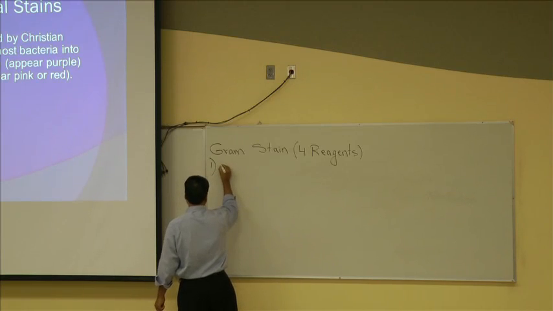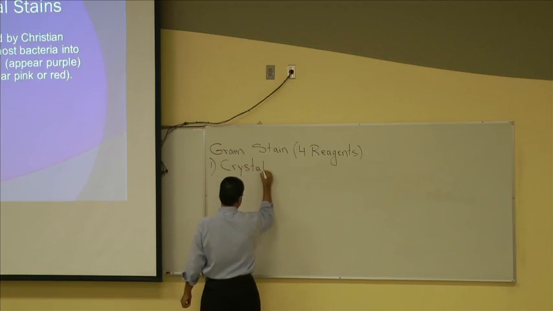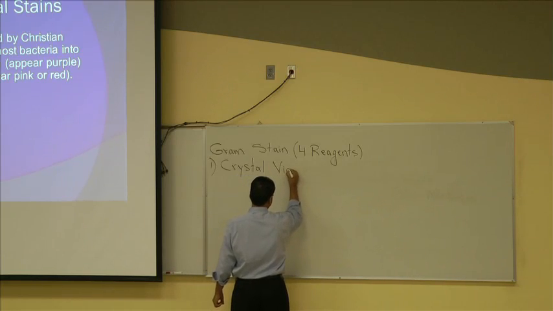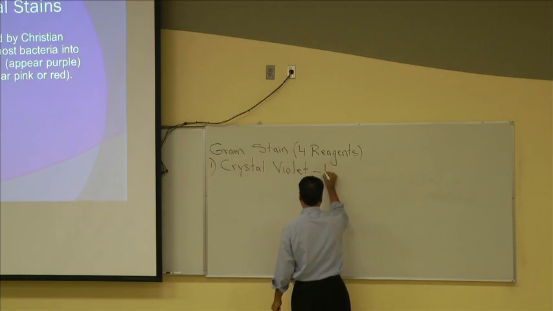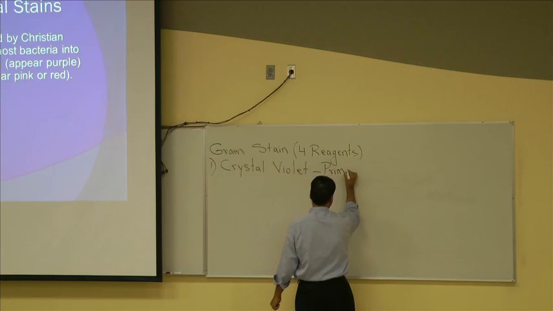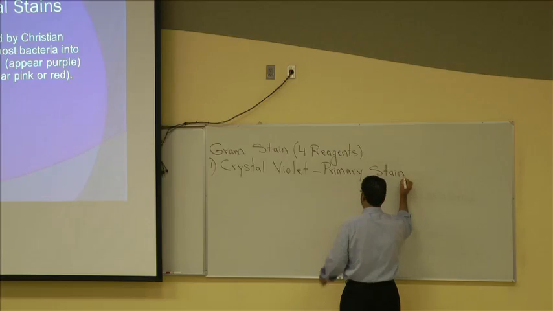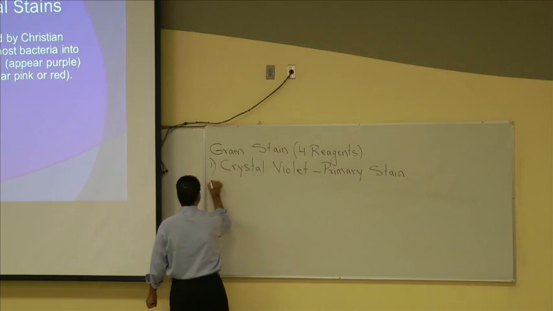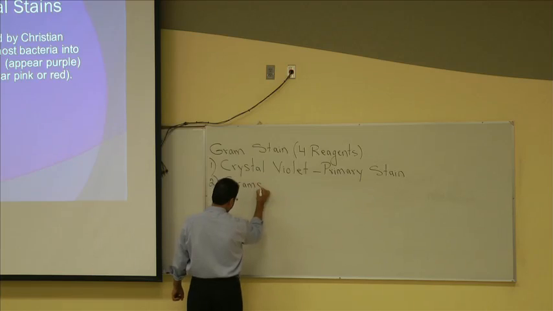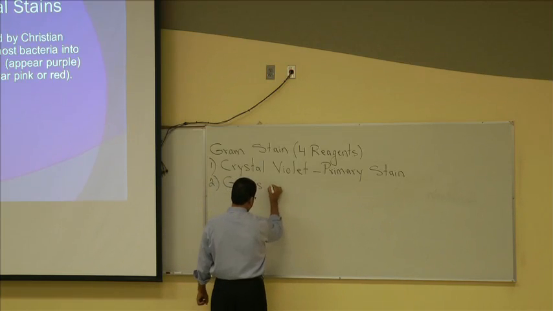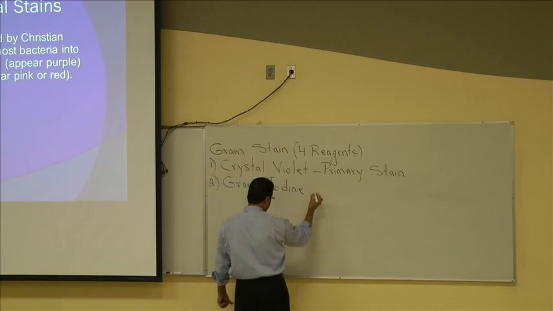Okay. So the first reagent, number one, is crystal violet. And this is called the primary stain. Number two, Gram's iodine. This is called the mordant.